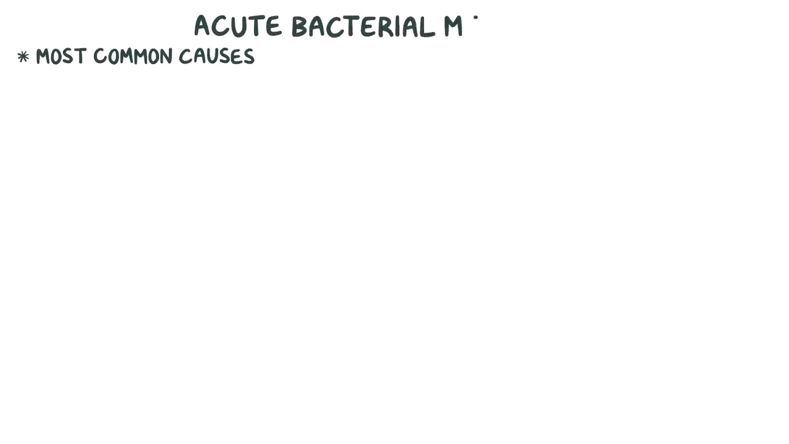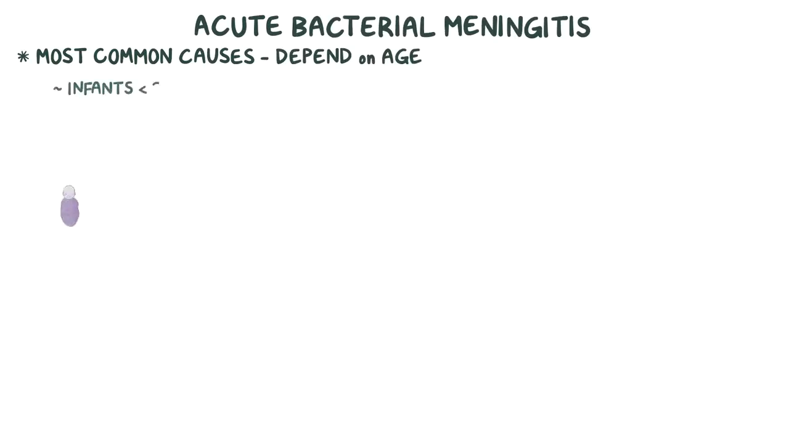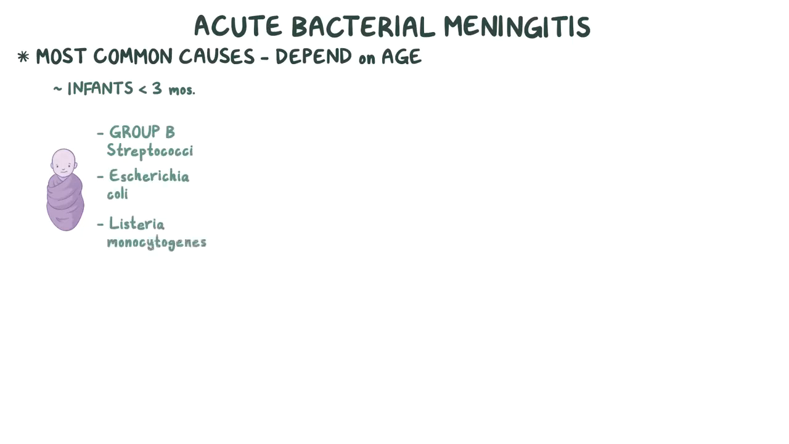Now, the most common causes of acute bacterial meningitis depend on the individual's age. For example, in infants less than 3 months old, the most common causes, in descending order, are Group B streptococci, Escherichia coli, and Listeria monocytogenes.